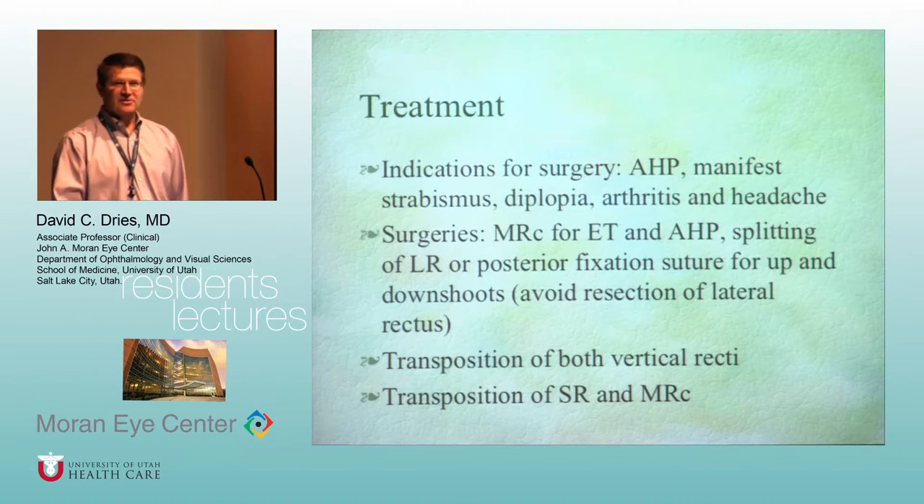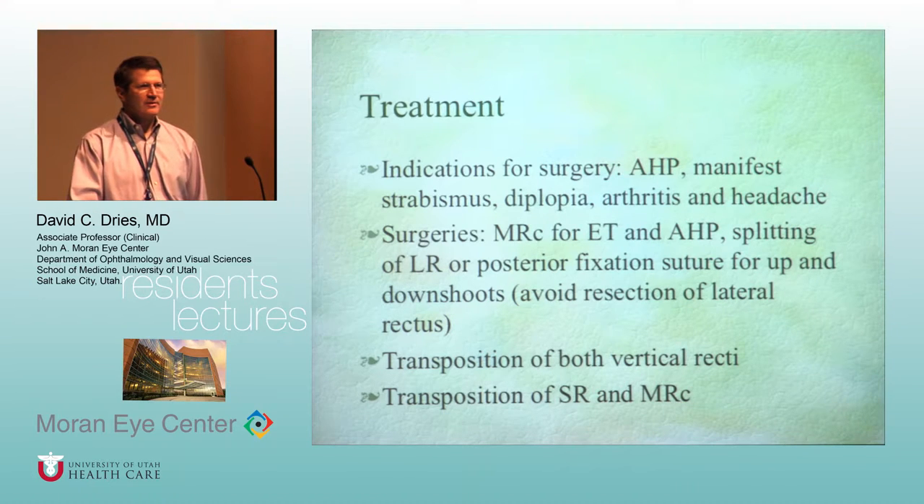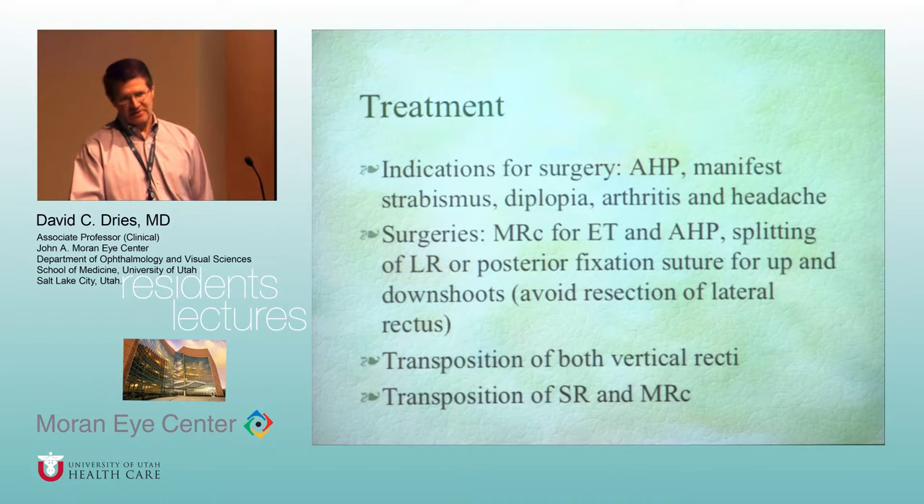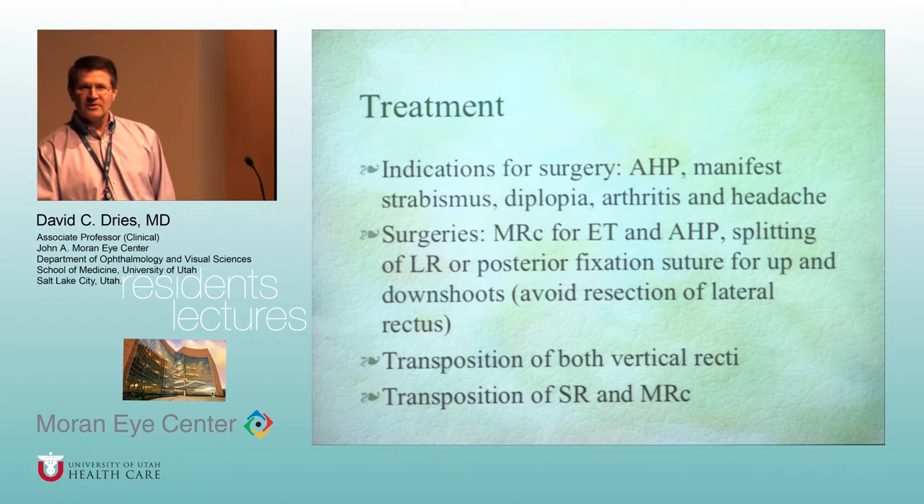If a little kid starts to not want to turn their head anymore for their Duane syndrome and they're esotropic and they start to develop amblyopia, should you operate? Well, you got to do some amblyopia therapy first, right? Do cycloplegic refraction, see if they need glasses for anisometropia, significant refractive error. If you do all that and they're still esotropic, then you have to operate. So that's one indication for surgery.